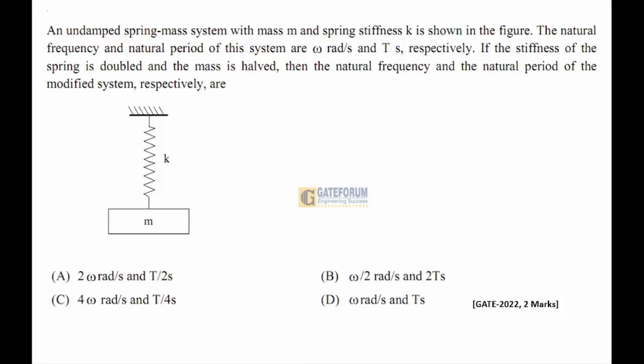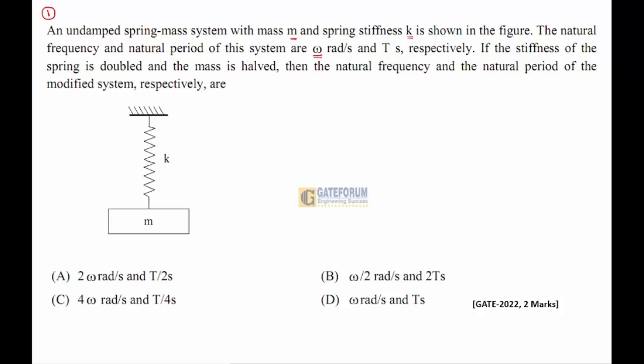The first question of the session. An undamped spring mass system with a mass m, spring stiffness k is shown in the figure. The natural frequency and natural period of this system is omega radian per second and time t seconds respectively. If the stiffness of the spring is doubled and the mass is halved, then the natural frequency and the natural period of the modified system respectively are.